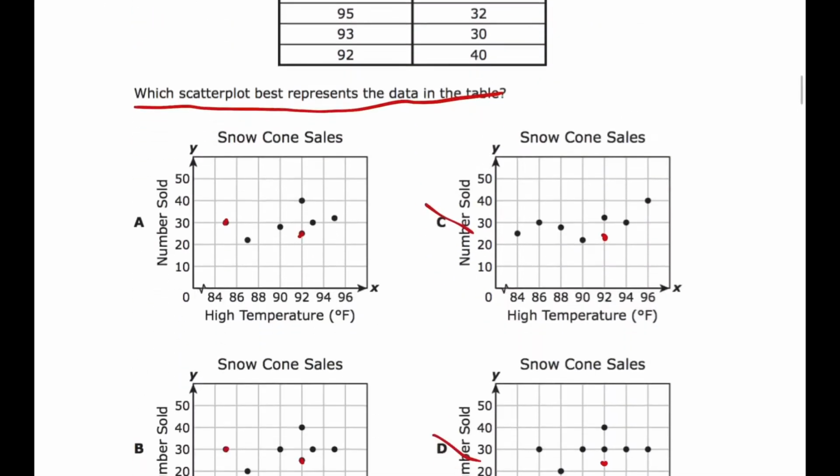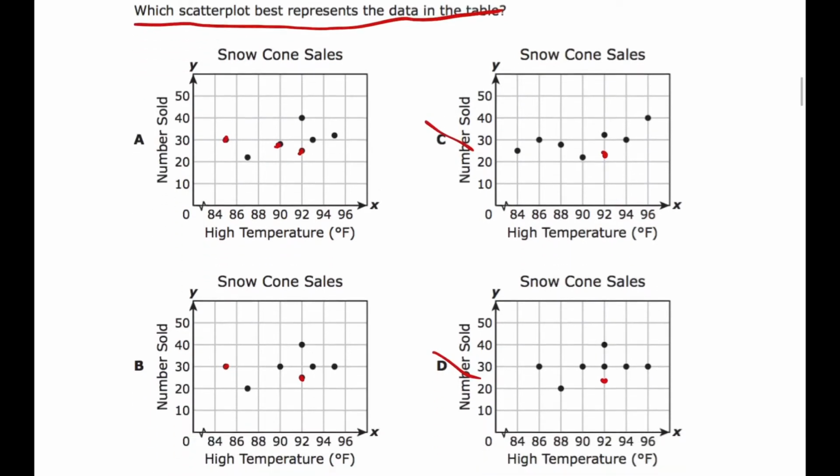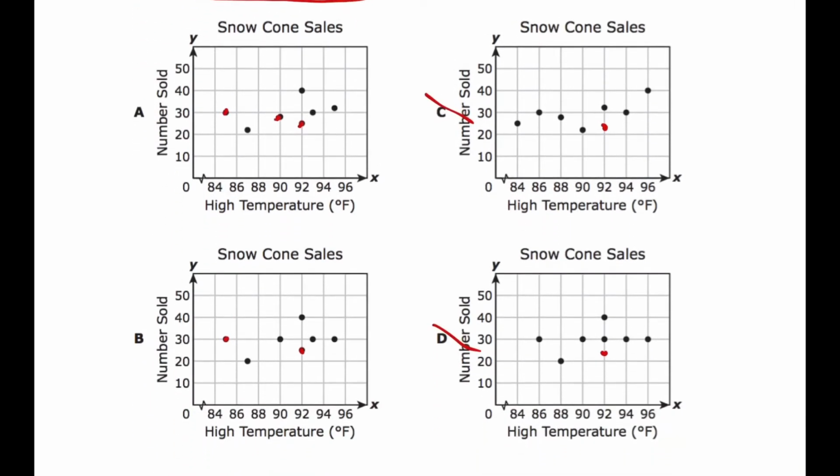90, 28, let's do that one next. So 90, 28, yep, that looks pretty good there. 90, 28, nope, that should be here below 30, so that will eliminate that answer choice, and so that confirms A as my correct answer.